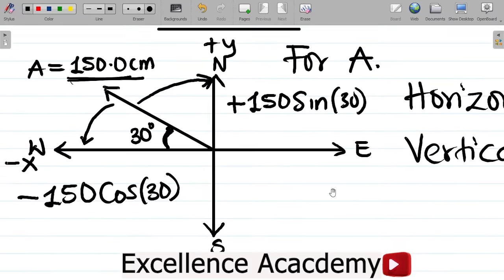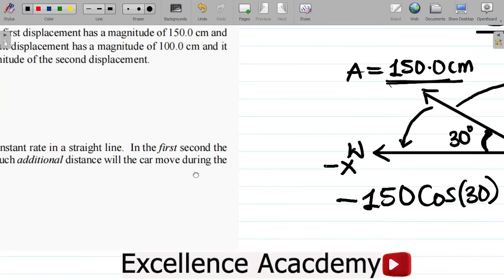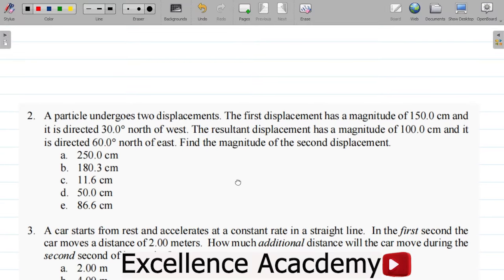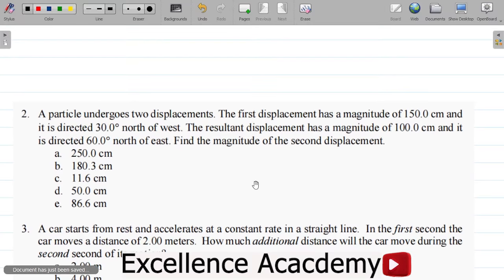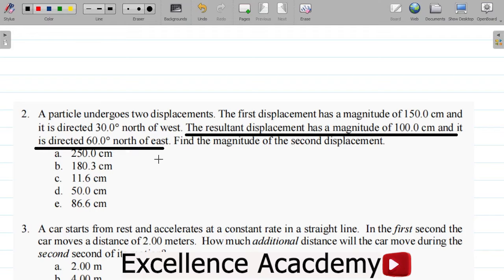Let's get for B. But looking at this question here, we were not given the magnitude and direction of B. No. Instead, we are given the resultant displacement. So you can see, we're instead given the magnitude and the direction of the resultant.